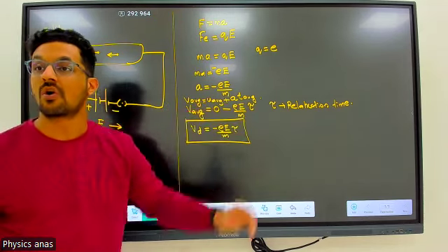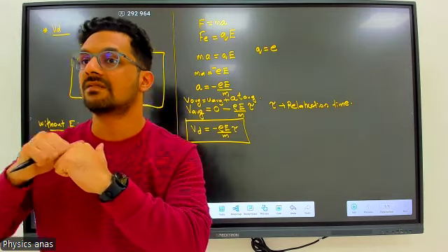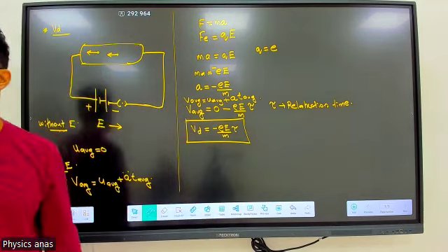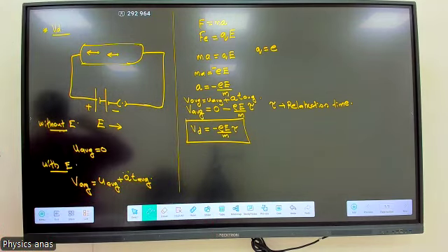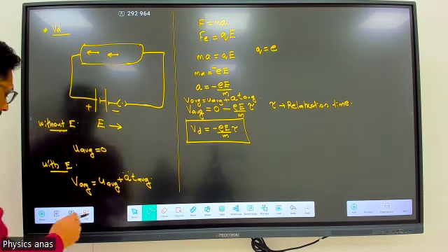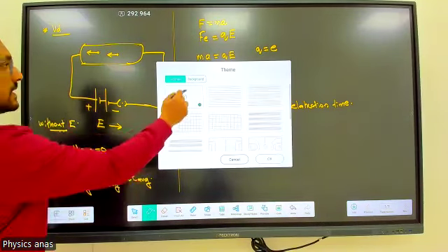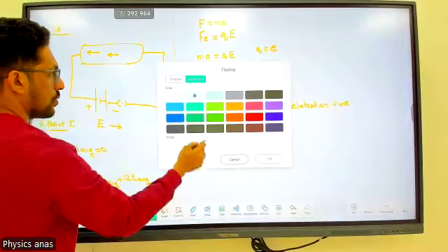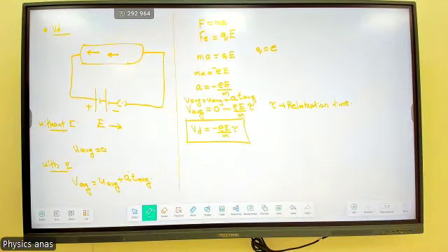What is tau? Tau is the relaxation time, the average time interval between two successive collisions. Now you can write the equation: drift velocity VD is equal to minus E by M tau. Clear? Drift velocity is equal to minus E by M tau.